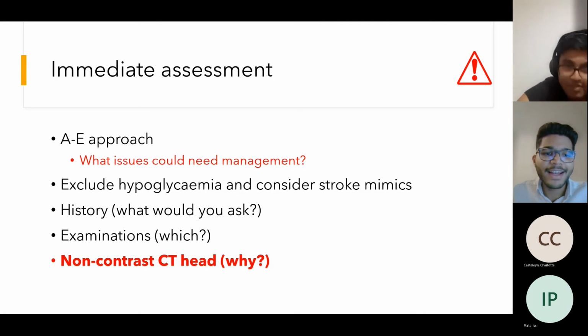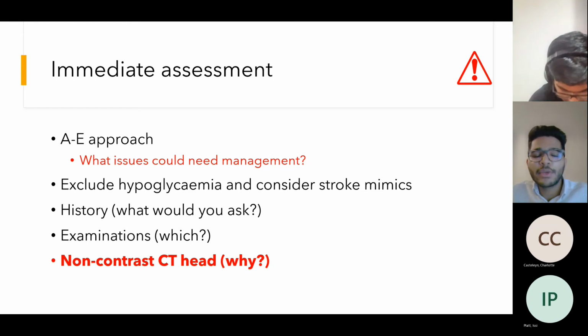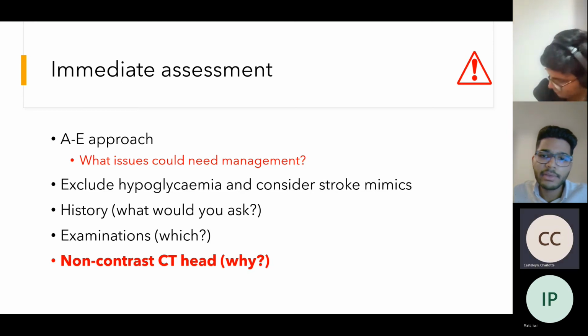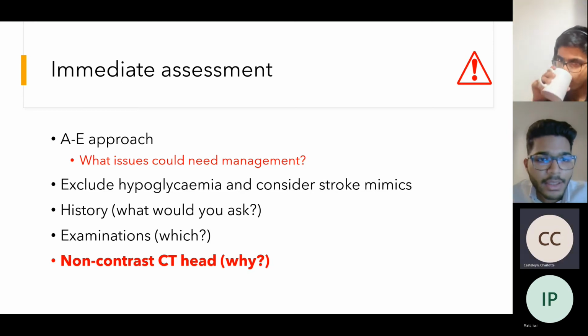So things like stroke mimics, seizures, etc. You want to take a really careful history, do an examination, and do a non-contrast CT head. There are a couple of questions in here. So if you don't mind, Charlotte, do you want to unmute and we can talk about a couple of these points?